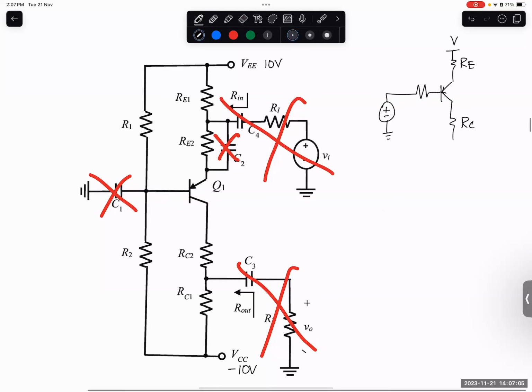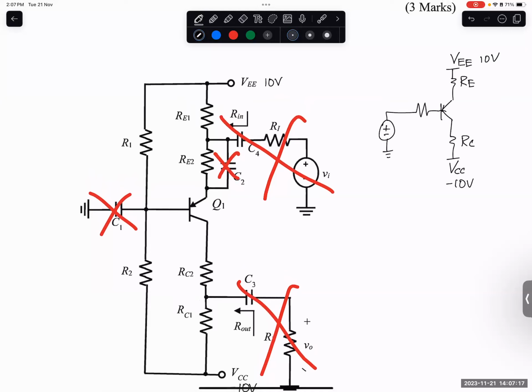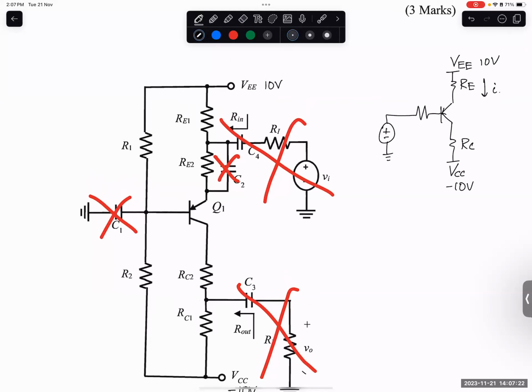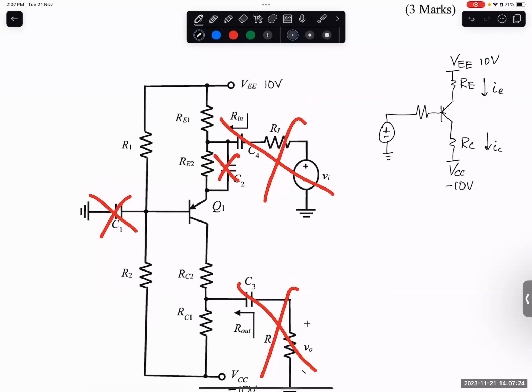Okay, then here is VEE. Here is VCC. Okay, negative 10 volts. Whatever you want to call it lah. So we can put anything we want there. So here the current is called IE, sorry. Here the current is IC. Here is the emitter. Here is the collector. Here is the base. Here is the base current, IB. Okay, so it's RTH here, and this is VTH.